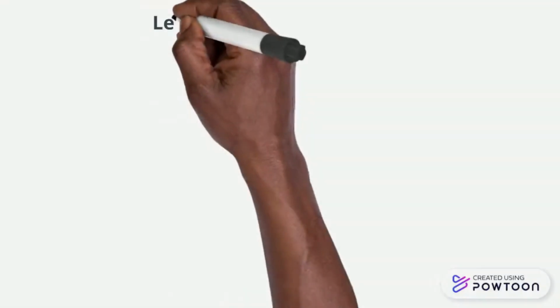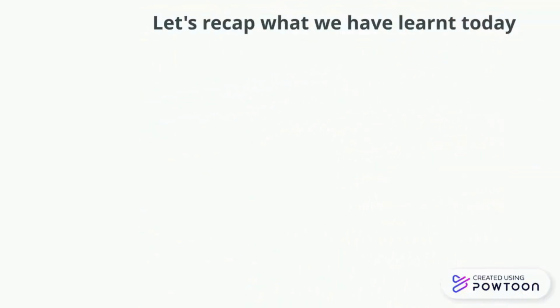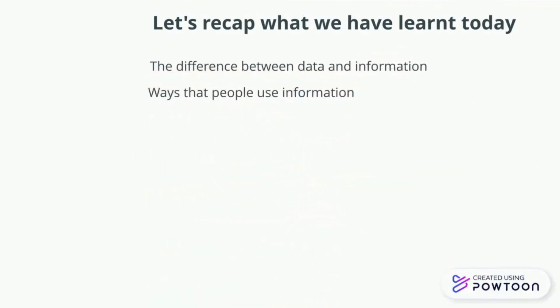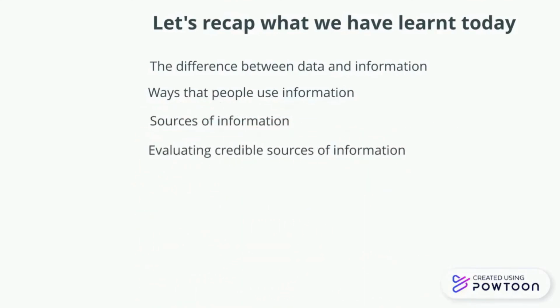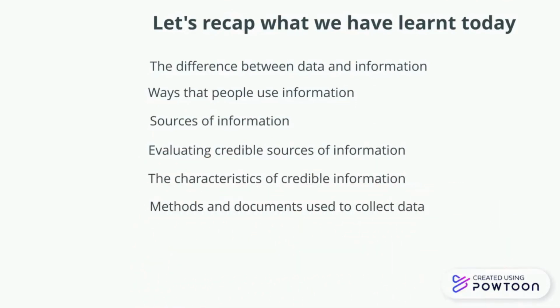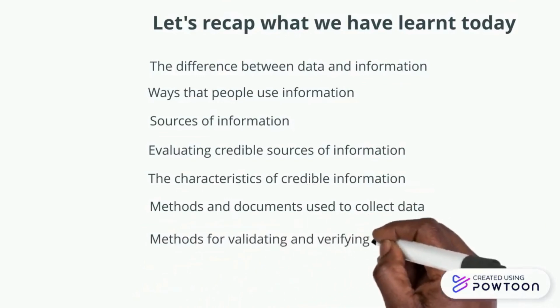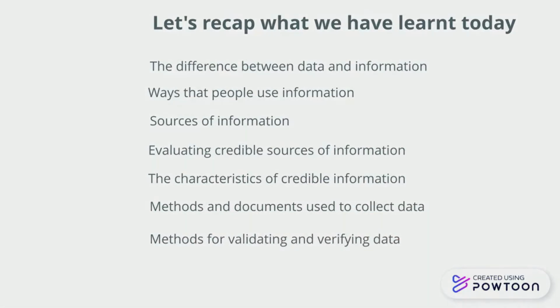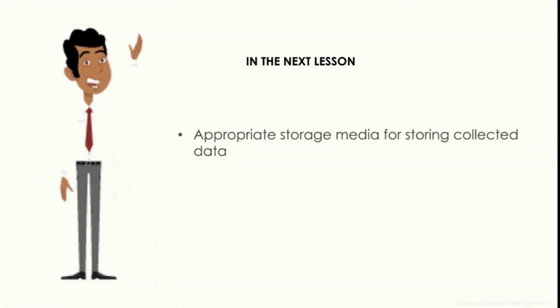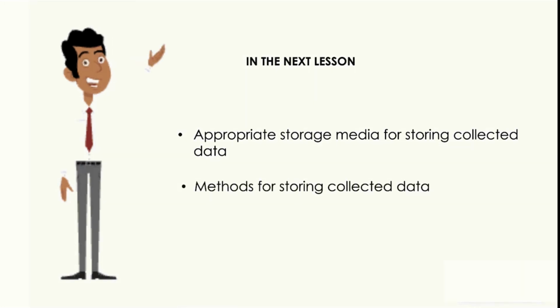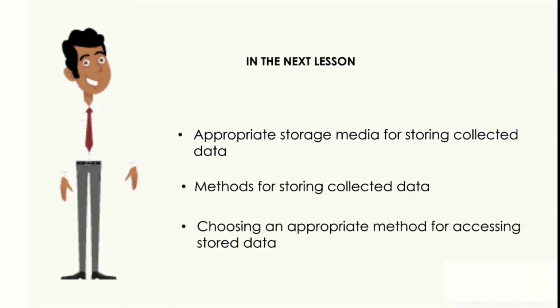So let's recap what we learned today. Today we looked at the difference between data and information, ways that people use information, the sources of information, evaluating credible sources of information, the characteristics of good information, methods and documents used to collect data, and methods used for validating and verifying data. In the next lesson, we'll look at appropriate storage media for storing collected data. We'll look at methods for storing collected data. And we'll look at choosing an appropriate method for accessing stored data.